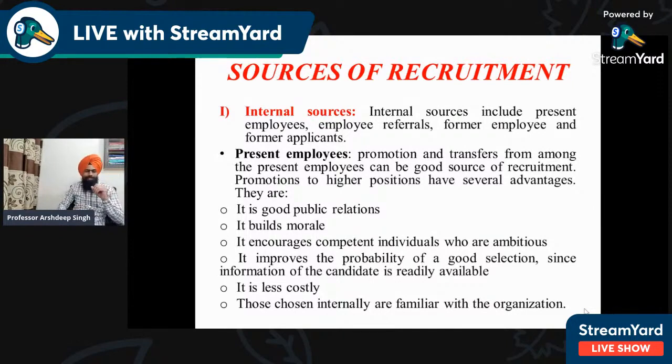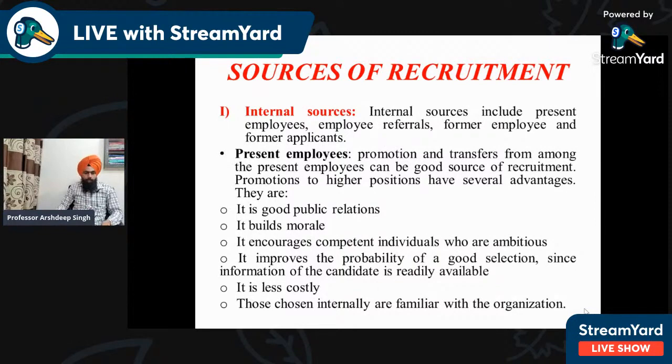So first of all is the present employees. It means that the present employees can also be recruited. They are working for the same agency or the organization or the institute, but they can be promoted from one job to another. If, for example, a suitable candidate is not selected, then the persons who are already working for that organization can be promoted to the specific job. Okay, next is the present employees. This is what I am talking about.